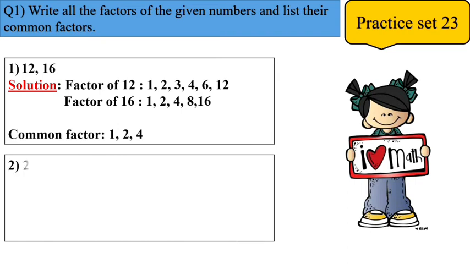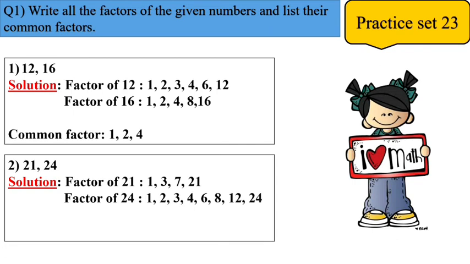Now let's see the second sum: 21 and 24. We'll write the factors of 21 first. 21 comes in the table of 1, 3, 7 and 21. And the factors of 24: 24 comes in the table of 1, 2, 3, 4. 24 doesn't come in the table of 5, so we have not taken 5. It comes in the table of 6. 24 does not come in the table of 7, so we have taken 8 because 24 comes in the table of 8. After 8, 24 doesn't come in the table of 9, 10, 11. Directly it comes in the table of 12 and 24. Now the common factors between 21 and 24 are 1 and 3.